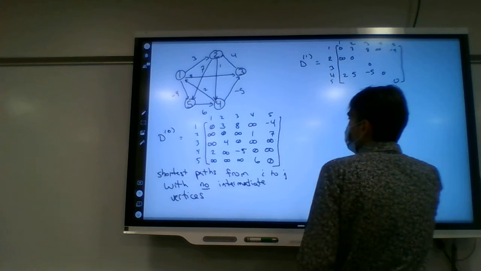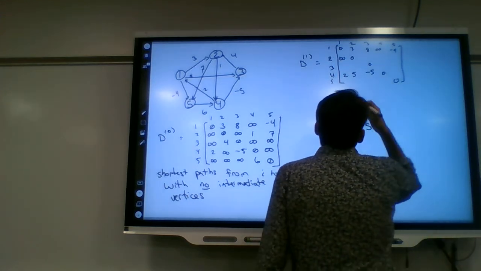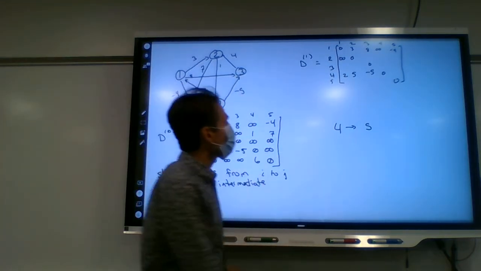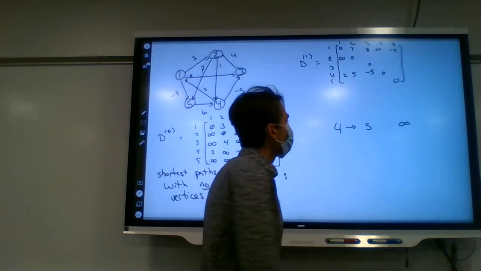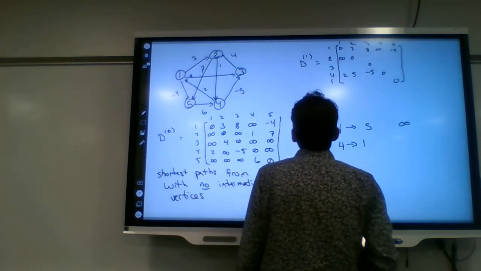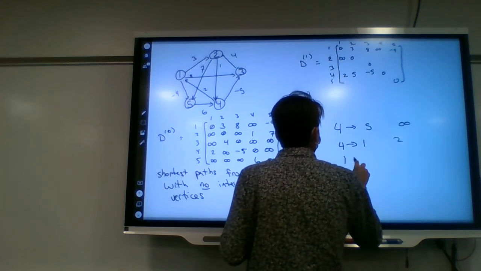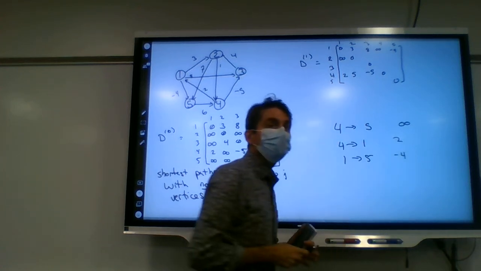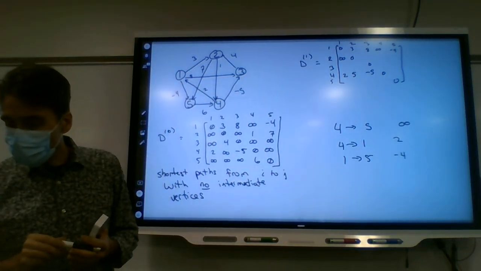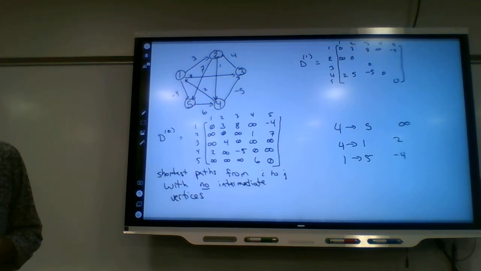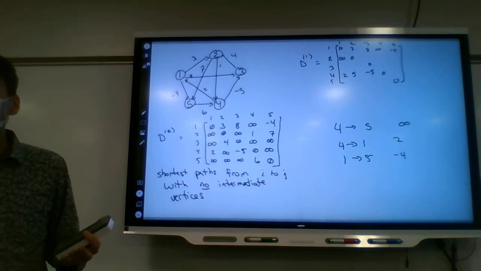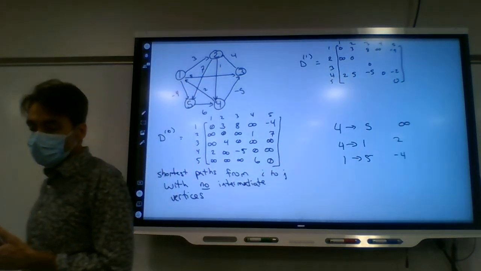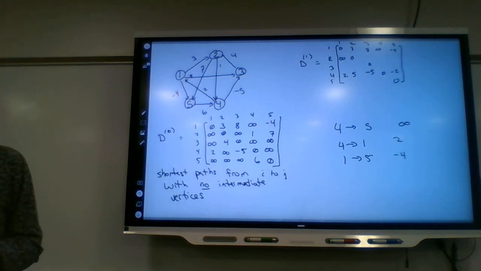And now we're looking at 4 to 5, which before was infinity. But again, we're going to look at 4 to 1, which was 2, and 1 to 5 is -4. And we said the minimum, and what is infinity? Well, infinity is definitely bigger than -2. So we're going to replace that with -2.